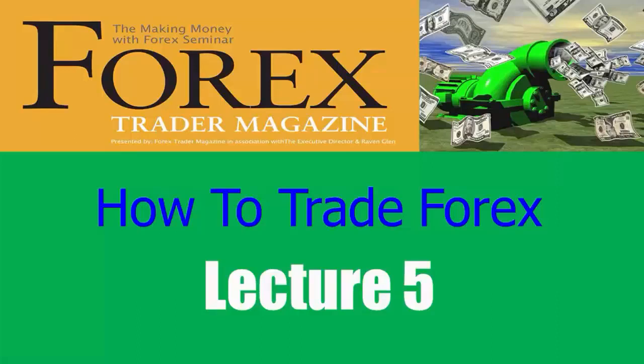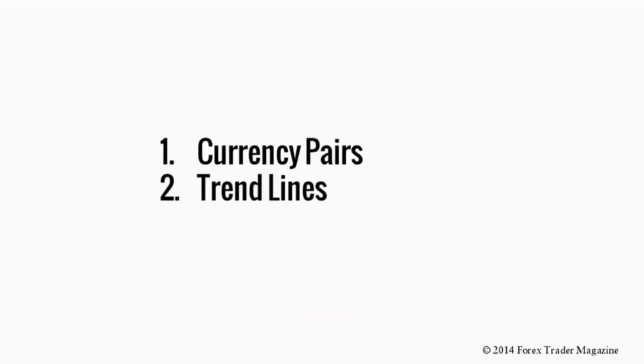Welcome to Lecture 5 of the How to Trade Forex course. And in this part of the course, we're going to look at currency pairs. So which pairs do we actually trade and the characteristics of each type of pair. We're going to look at trend lines and begin to get our eye trained in to the movements of currencies so we can take advantage of them while we're trading.